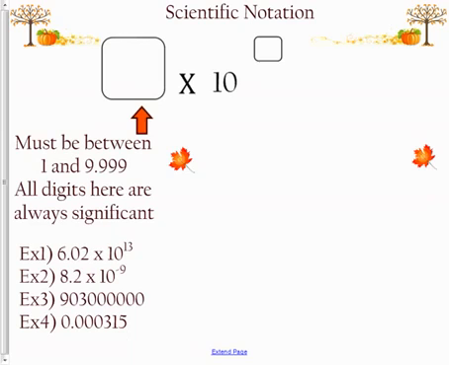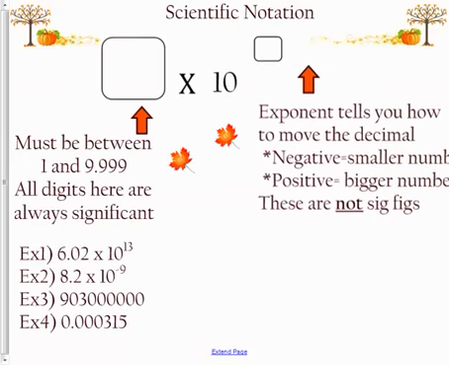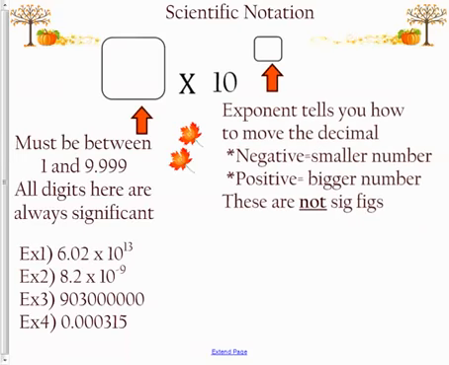Then we get the times 10. The times 10 is going to give us an exponent, which tells us how many times bigger or smaller that number is. So the exponent is going to tell us how to move that decimal to make a really, really small number if it's a negative exponent, or a really, really big number if it's a positive exponent. The exponent and the times 10 are not significant figures, so it's just going to tell us how to add zeros to one side or the other of that number.